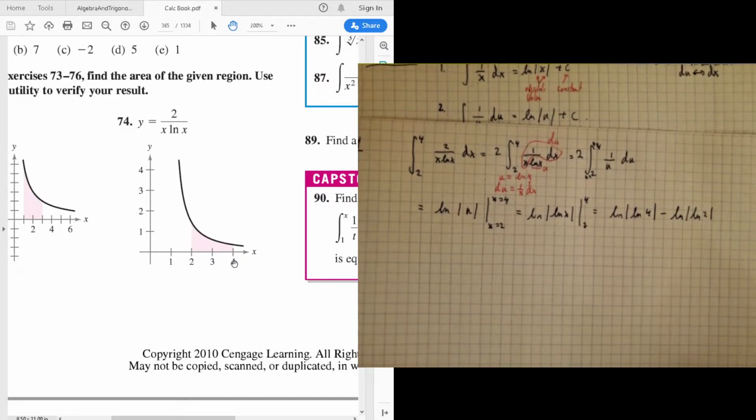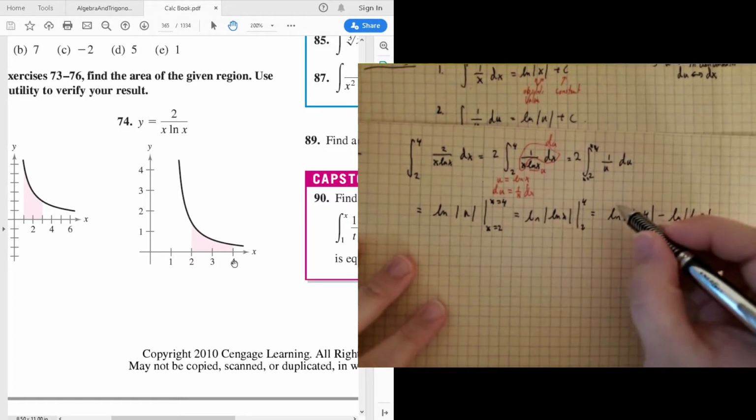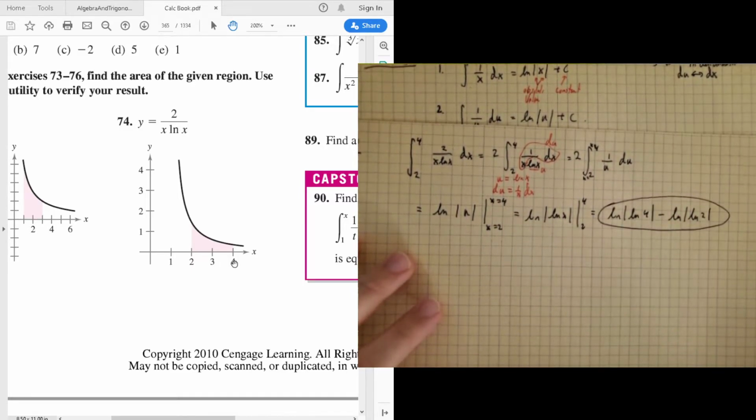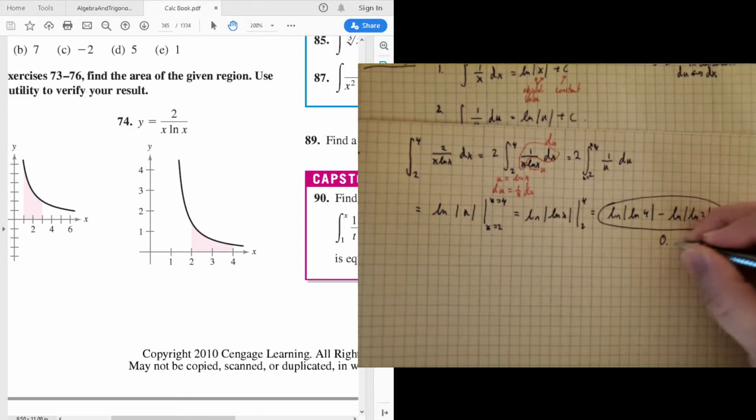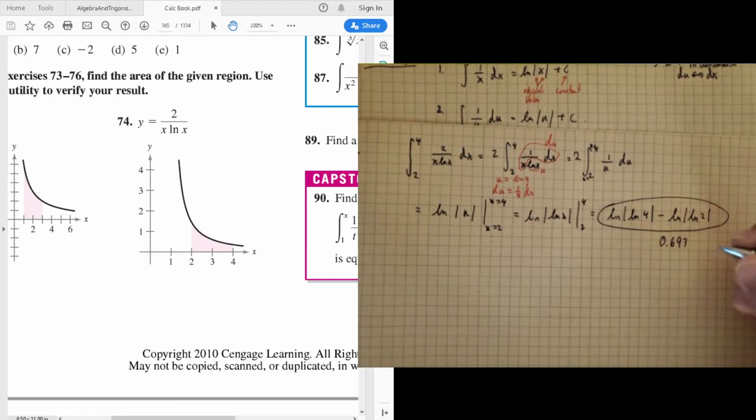Now, in these kinds of problems, you can either leave it here. You could pull out a calculator, which, if I'll be honest, is probably what I would do. I don't want to have to sit here and try to figure out what that answer is. So I'm going to type in ln of 4 minus ln 2. And I get an answer of 0.6931.